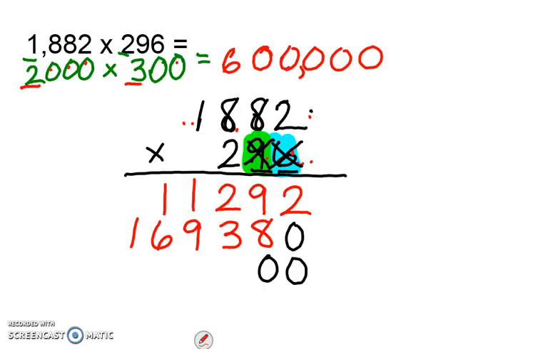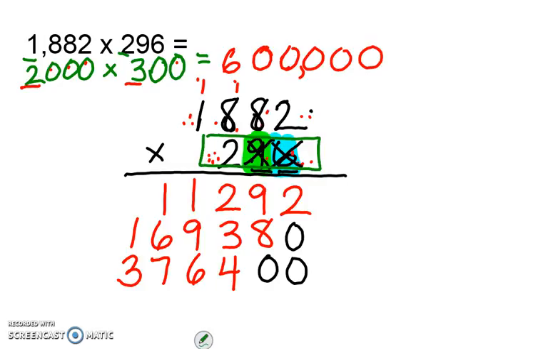Now I'm ready to multiply my hundreds digit. 2 times 2 gives me 4. 2 times 8 gives me 16. Regroup my 1. 2 times 8 gives me 16, plus 1 more is 17. And 2 times 1 is 2, plus 1 more is 3. Again, I can do a quick check that my factor has 3 digits, so I should have 3 partial products. My final step is to add my partial products.